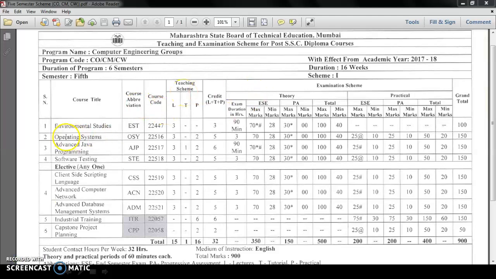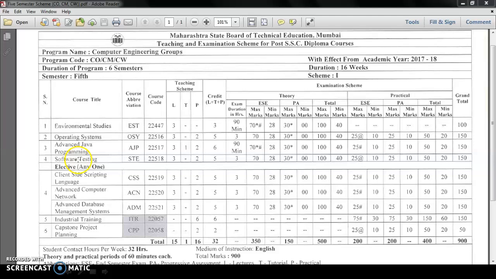So you have first environmental studies, operating system, advanced Java programming, software testing. These are compulsory subjects, and you have some elective subjects, that's CSS, ACN, ADBMS, and one of the industrial training and capstone project planning. So from these three subjects, CSS, ACN and ADBMS, you can select any one of these.